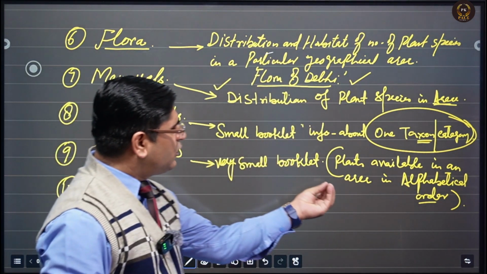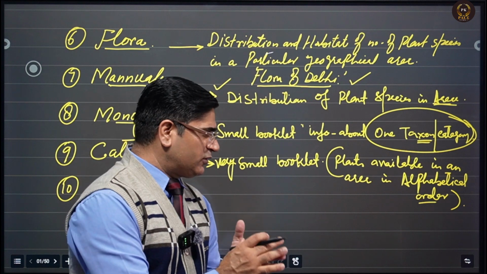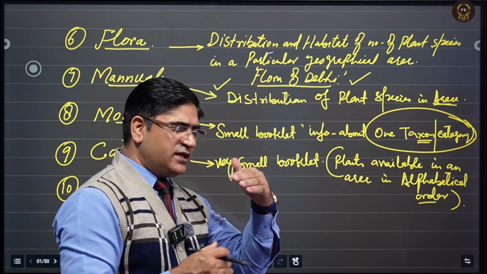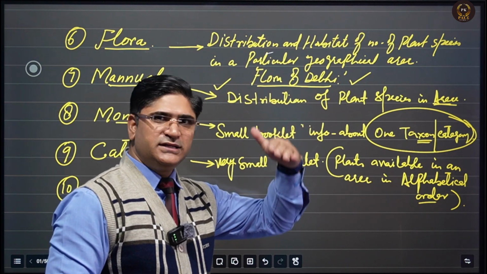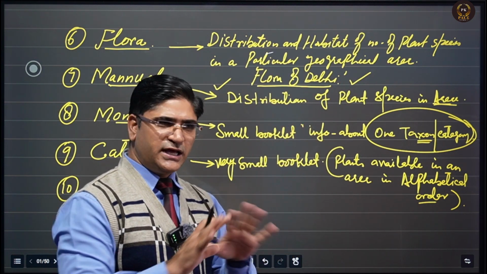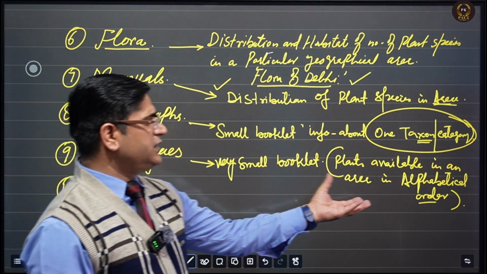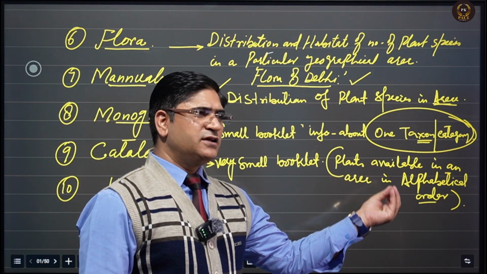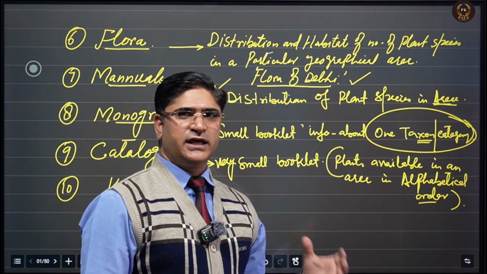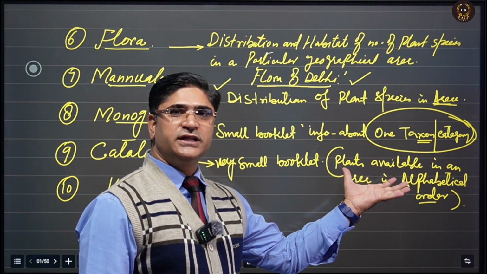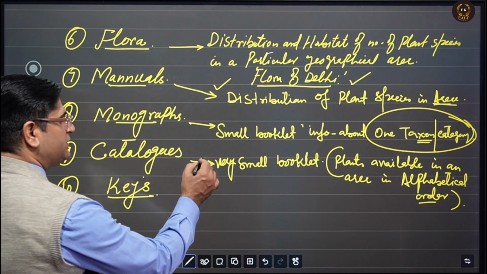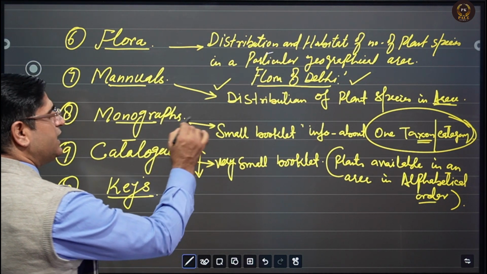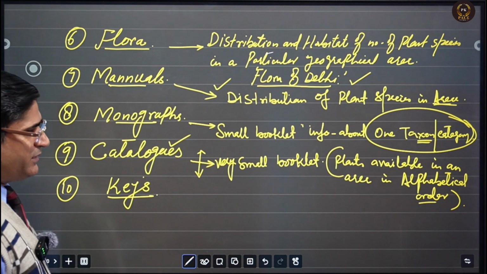Imagine a small booklet which gives the information in alphabetical order: first it will give us the plants starting with A, then B, then C, then D, like that. Okay, in alphabetical order. There are a few plants available in that particular area, and they are arranged in alphabetical order. This small information booklet is known as a catalog. It also gives minimum information.